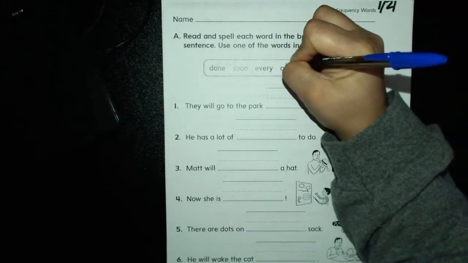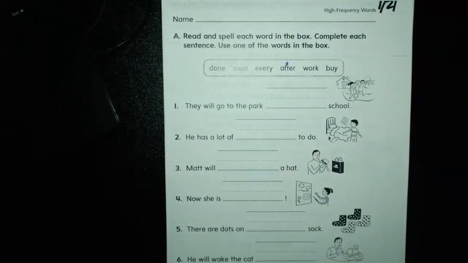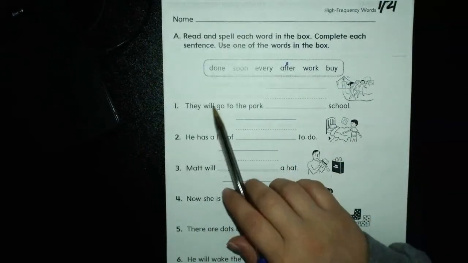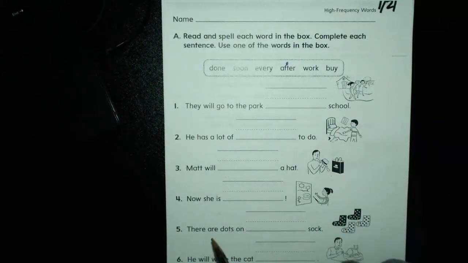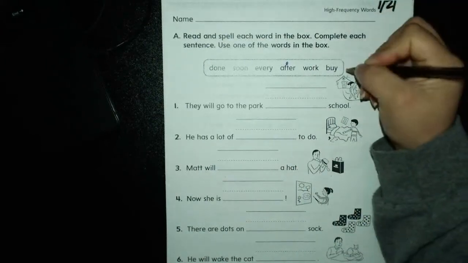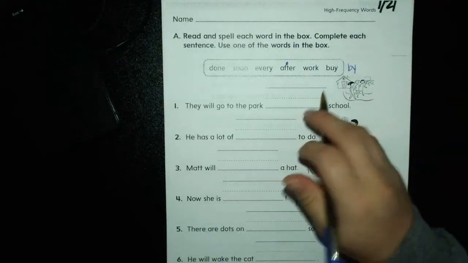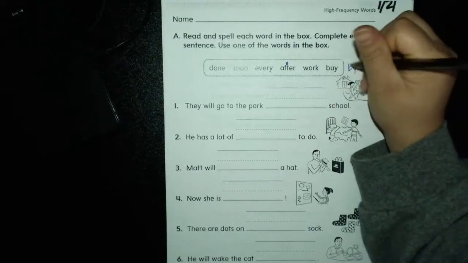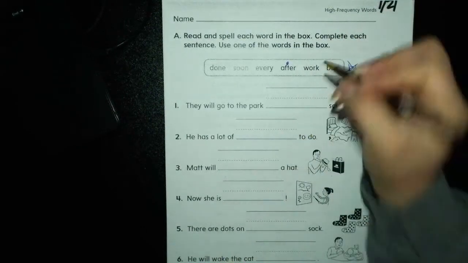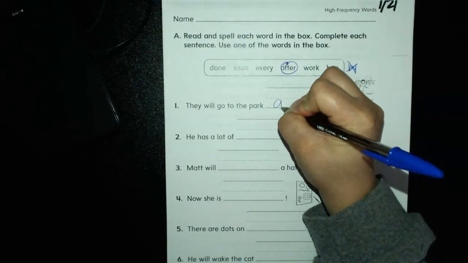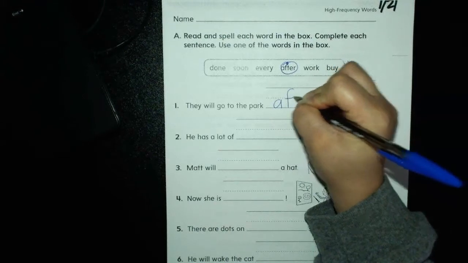That sounds pretty good, so I'm going to put a dot over after. They will go to the park work school. They will go to the park buy school. Now, remember, if this was like B-Y bye, that kind of bye, that could work, but this is like when you buy something, so not that one. After is going to be your best choice. So I'm going to write after right there on number 1.